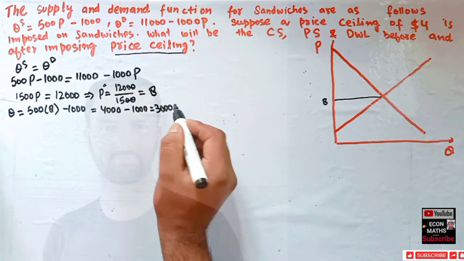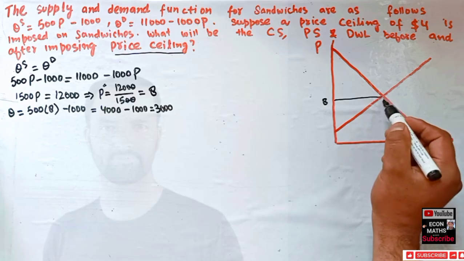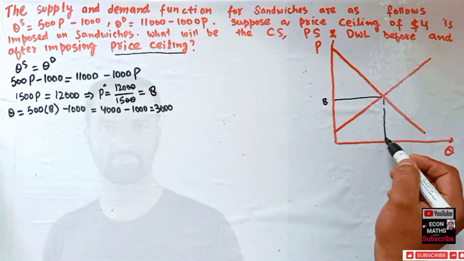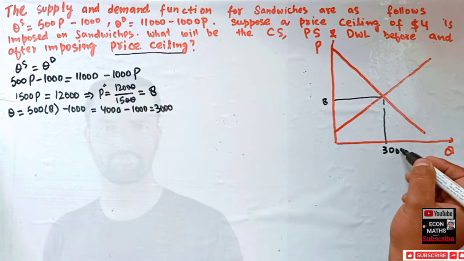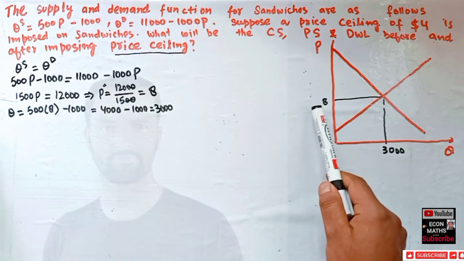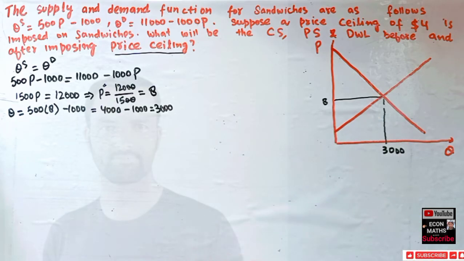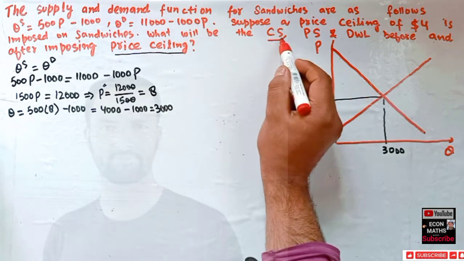So quantity supplied when price is 8 is equal to 3000. Let me write it clearly. So equilibrium price is 8 and equilibrium quantity is 3000 before the imposition of price ceiling. Now we also have to calculate the consumer surplus first.